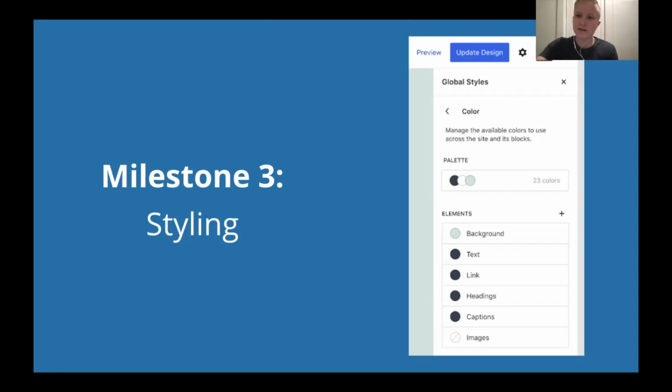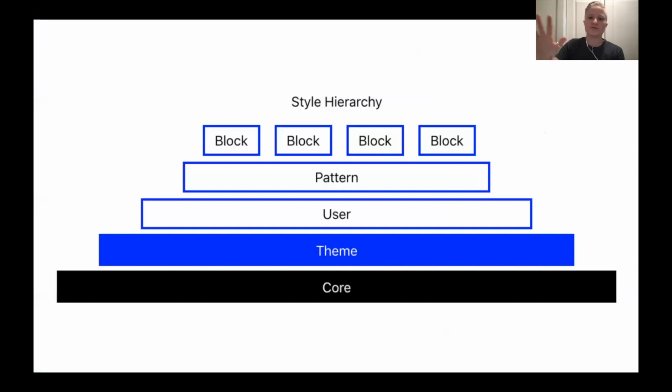But for 5.8, the focus is generally going to be on merging the non-user interface parts of global styles. So don't expect to interact with this system unless you're a theme author. If you are a theme author, get really excited. And here's a little visual just so you can get a sense of it. These are the different layers that have to interact in the styling system and the hierarchy that needs to be thought of when working on this milestone.